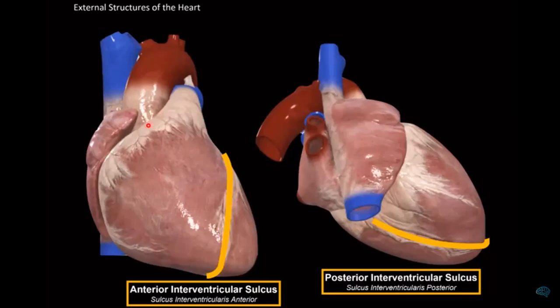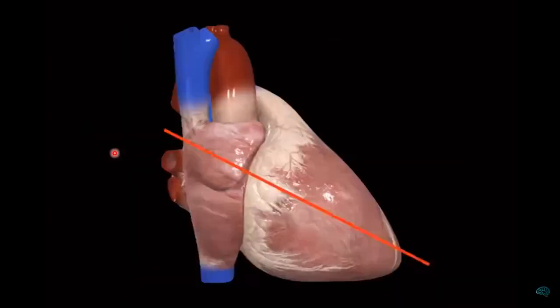Here we also have a coronary sulcus. The coronary sulcus separates the atria from the ventricles. It separates the atrium from the ventricle. The left and right atria are separated from the left and right ventricles. Like let's see here. Okay.